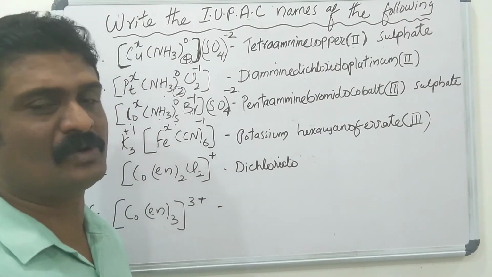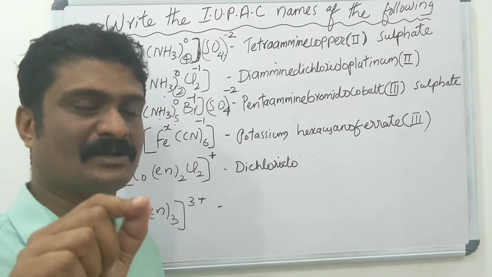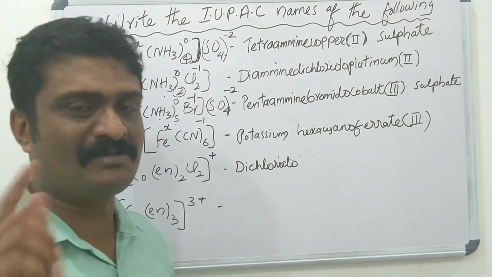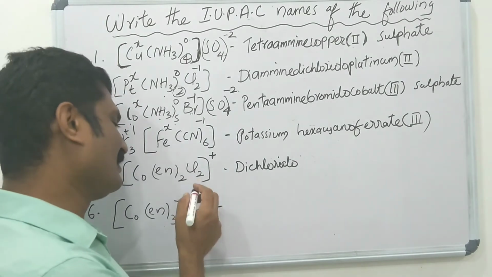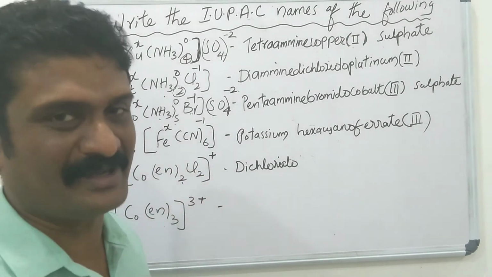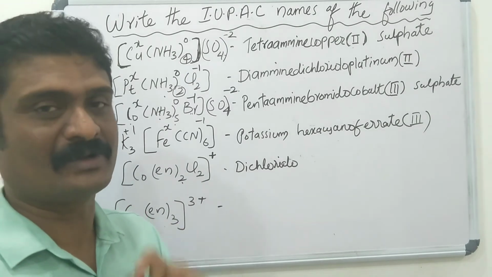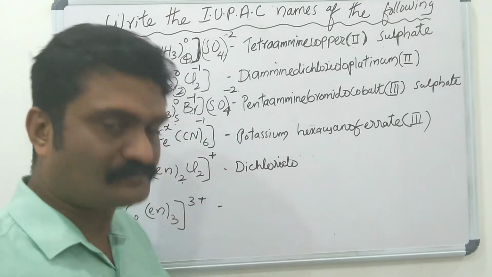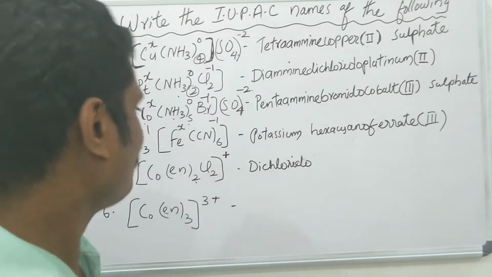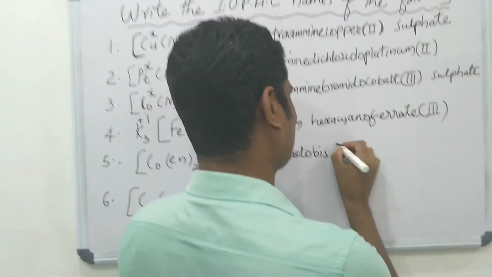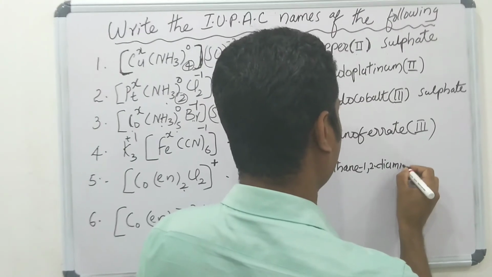In my last video, we already learned the important rule: if the ligand name includes di, tri, tetra, etc., its number can be indicated using bis, tris, etc. So it is not diethane-1,2-diamine; it is bis(ethane-1,2-diamine). In the place of di, you have to indicate bis to indicate the number. Dichlorido bis(ethane-1,2-diamine).